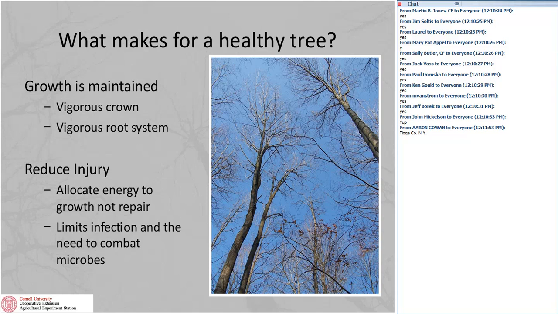We want to be reducing injury, and that's all kinds of injury, biotic injuries, environmental injuries, things like that, because when the tree is injured, it's going to allocate some of its food reserves to do repairs, and that energy is not going to be available for growth. Also, physical injuries are going to provide points of infection for microorganisms, and then the tree is going to have defense mechanisms to respond to that.